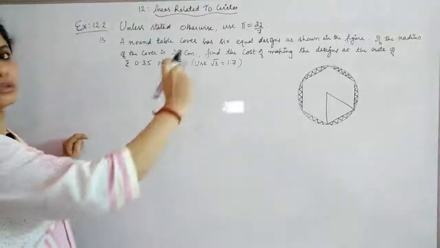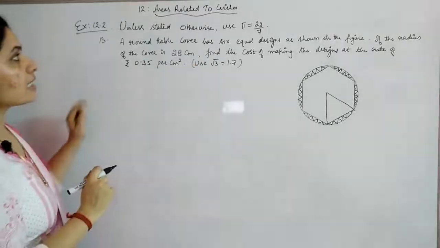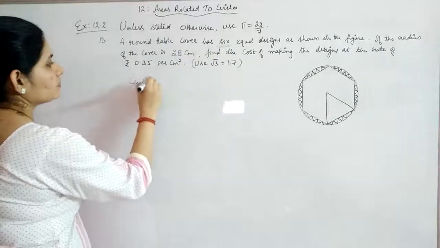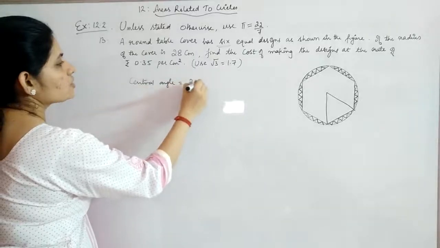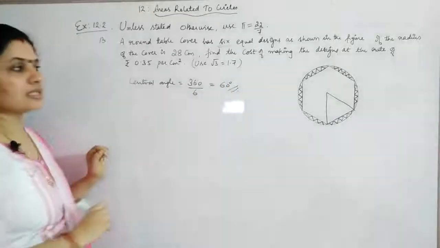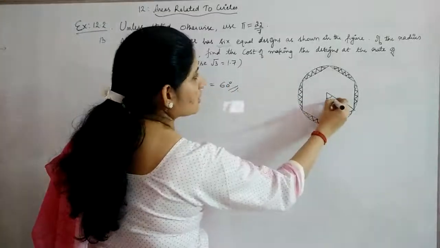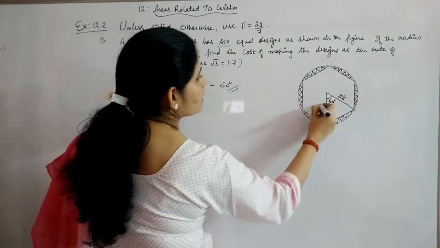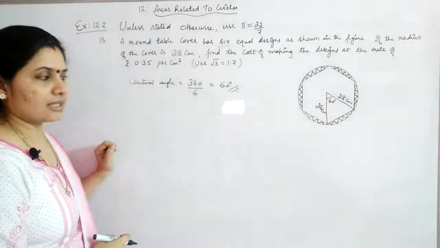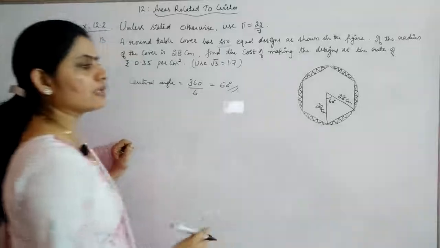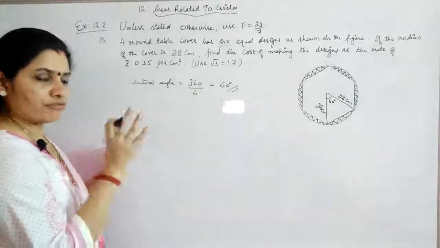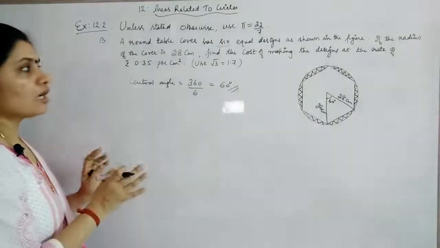Now for the whole circle you have 360, and it has been broken into 6 equal designs. So the central angle will be equal to 360 divided by 6, which gives you 60. So the central angle is 60 degrees, and the radius is given to be 28 centimeters, right? Now first we will find the area of the sector, and then subtract the triangle's area. That will give you one minor segment, and 6 times the area of one minor segment will give you the total area of the design.